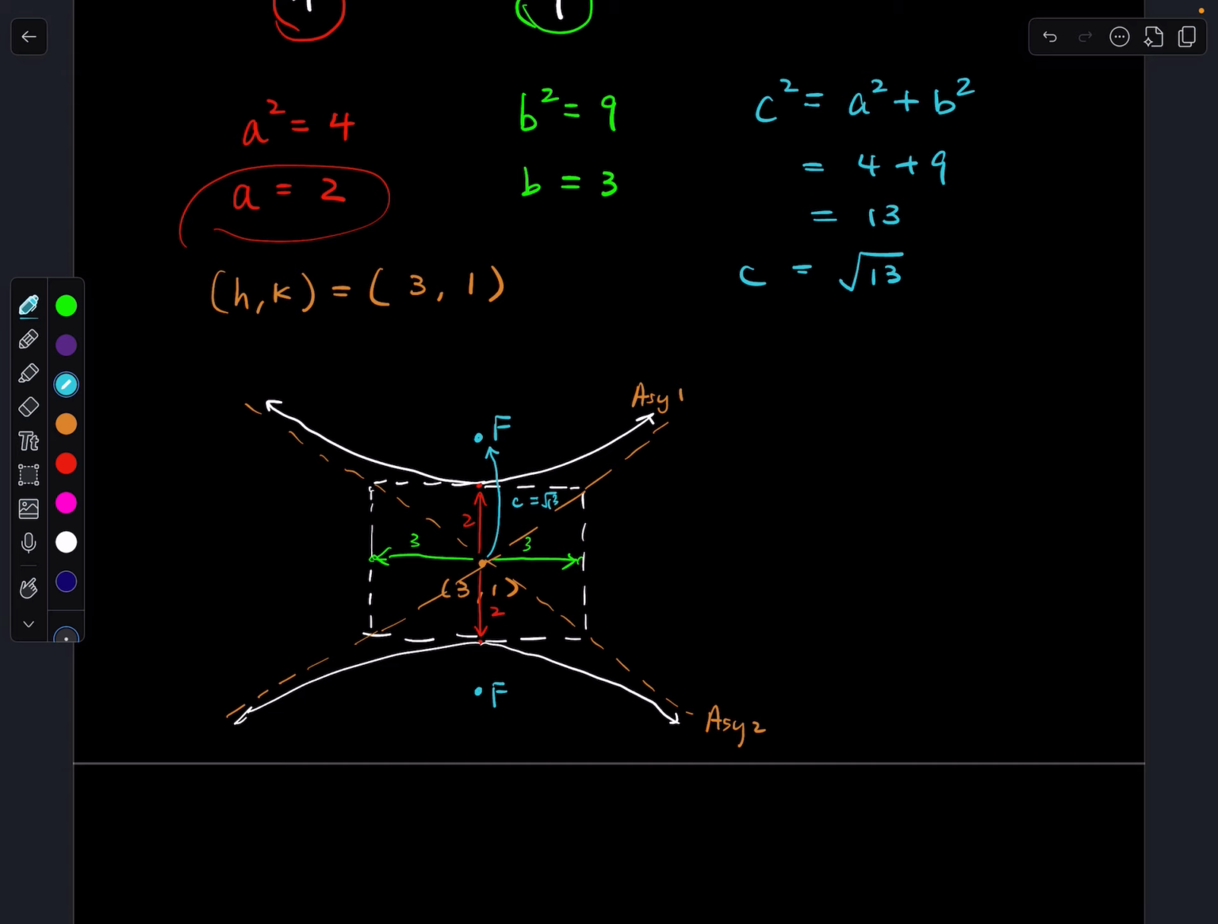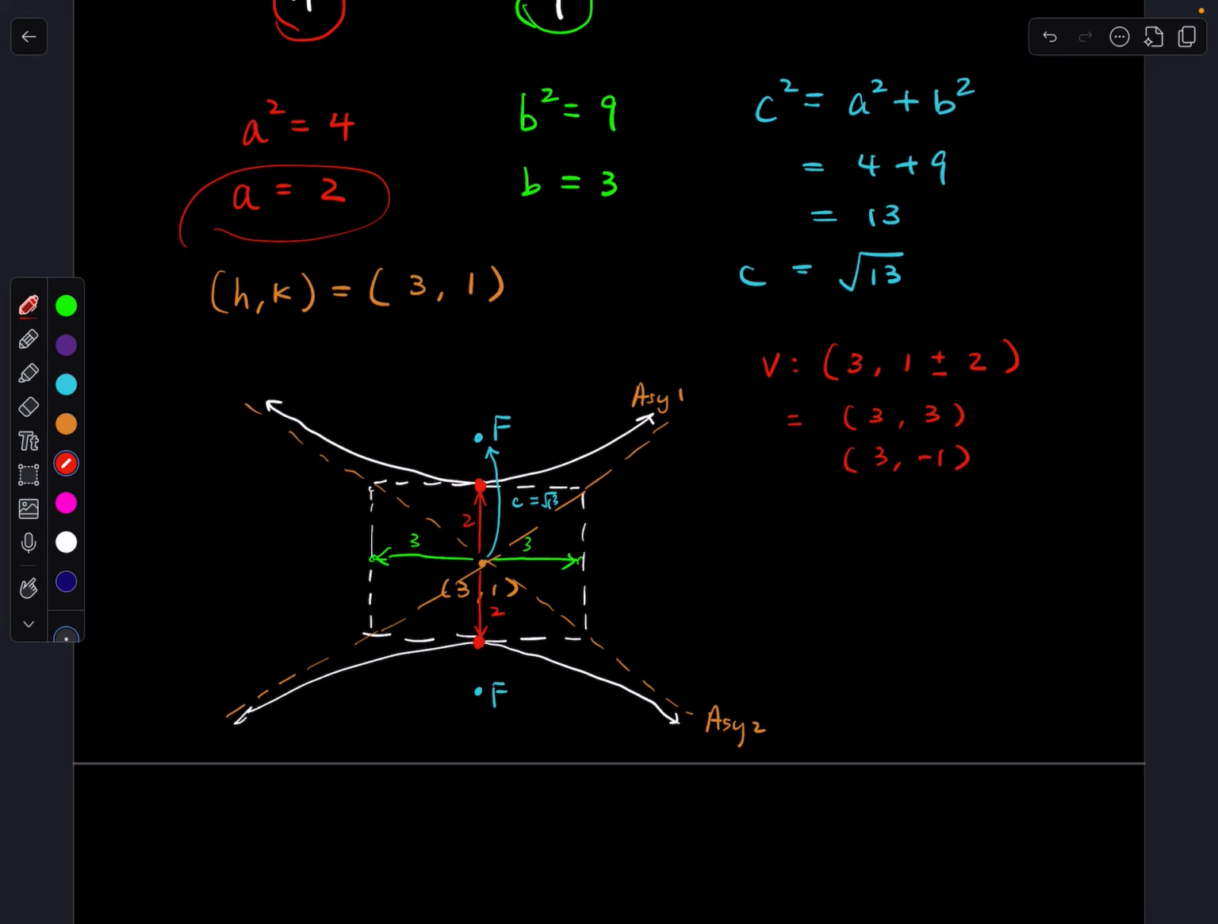First of all, vertices. What are vertices? These red dots right here, because these are where your graph starts. So your vertices are simply going to be, again, if you look at the graph, from your (h, k) 3, 1, going up and going down 2, so plus or minus 2. Well, if you simplify this, it's simply going to be 3, 3 for the top one, and 3, negative 1 for the bottom one.